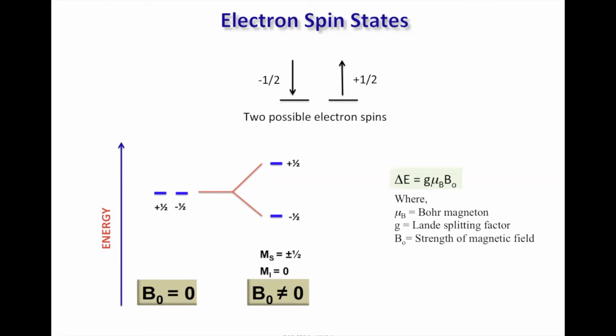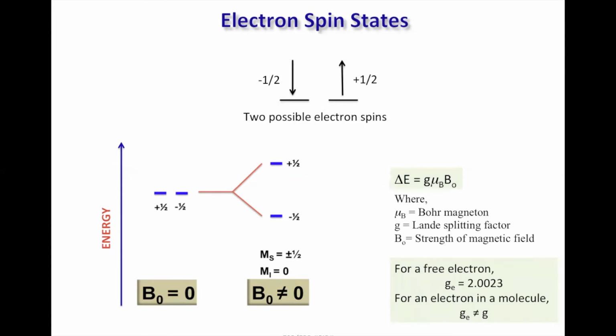The energy difference between these two quantum states is given by ΔE = g μB B0, where μB is the Bohr magneton, B0 is the strength of the external magnetic field, and g is the Landé splitting factor.